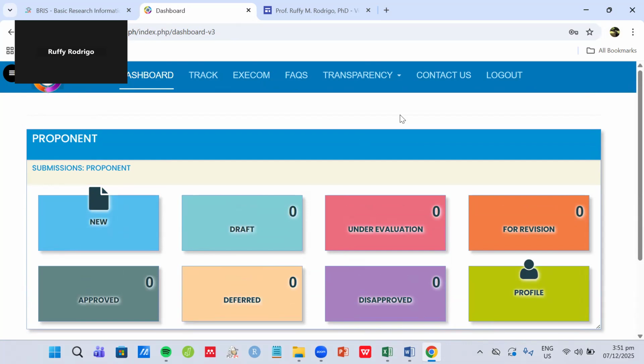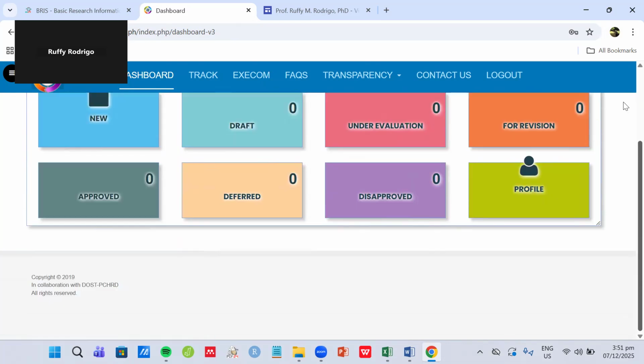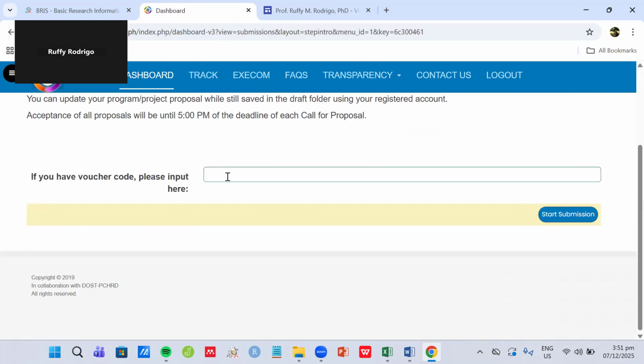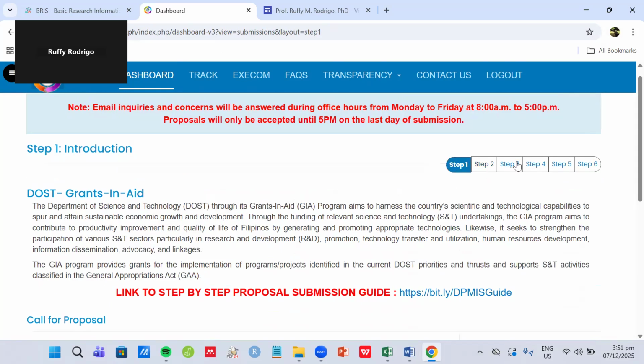How to do DST online submission? So you have there the new, approved, draft, deferred. So basically, I haven't done it yet. That's why it's almost zeros, and then you have the new one. So you have to click new, and start submission here. Click submit, start submission, and that's it. So look at that, step one, two, three, four, five. So it's a long process. So you cannot do it in one day.